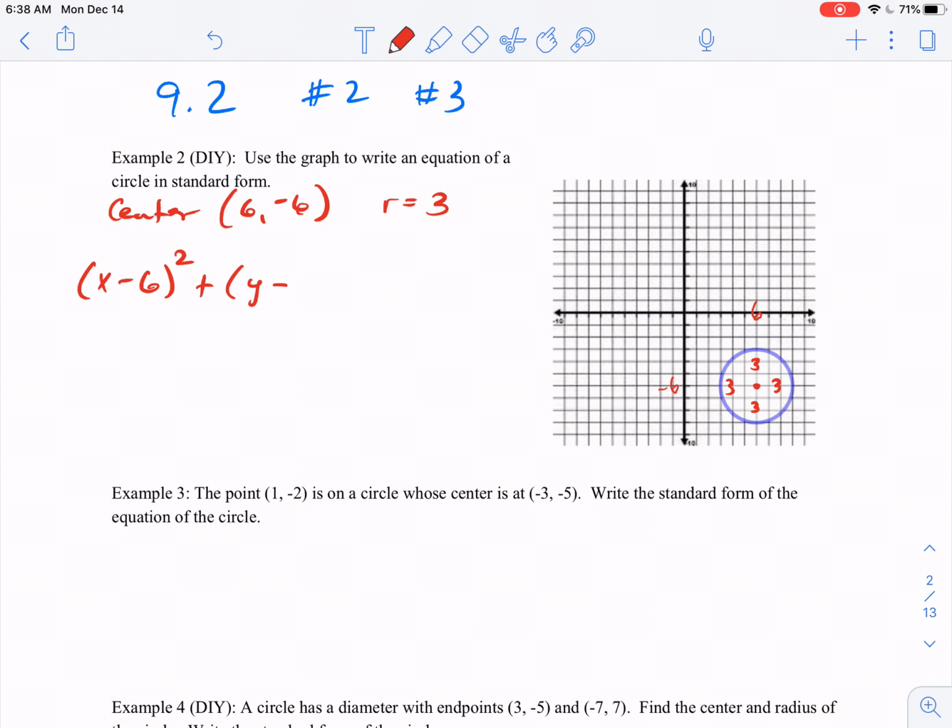You can write y minus a negative 6, but because it's negative, we're just going to go right to the y plus 6 squared. So you'll notice that when you write the center in the parentheses, the center looks opposite. That's one of the confusing things, your eyes and your brain will play a little trick on you, and you've got to just keep that straight. And then out here, this is r squared, so that'll be 9.